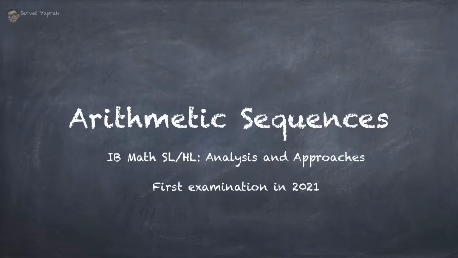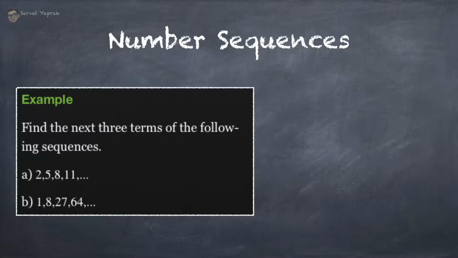Hi, in this video we will look into arithmetic sequences for IB. We will start with number sequences. In this example it says find the next three terms of the following sequences. Let's look at part A: 2, 5, 8 and 11.